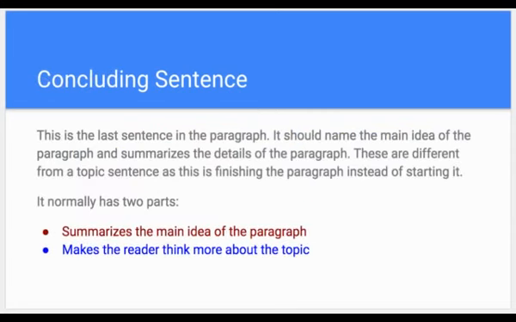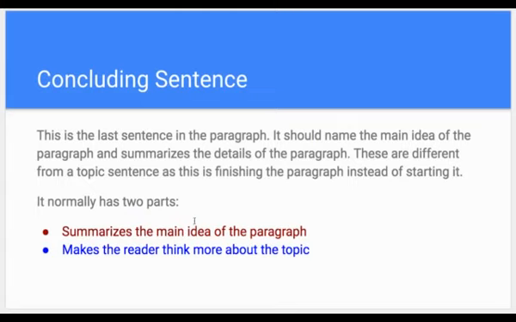After that, you end it with a concluding sentence. So this is the last sentence in the paragraph. It names the main idea again and summarizes the details. It is different than the topic sentence because it should be reworded as finishing the paragraph, and I'll show you what I mean. And it can have two parts.